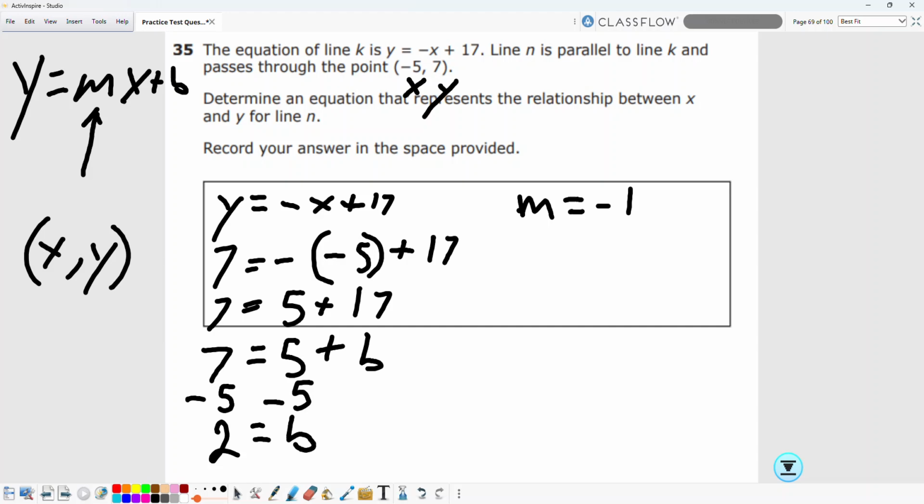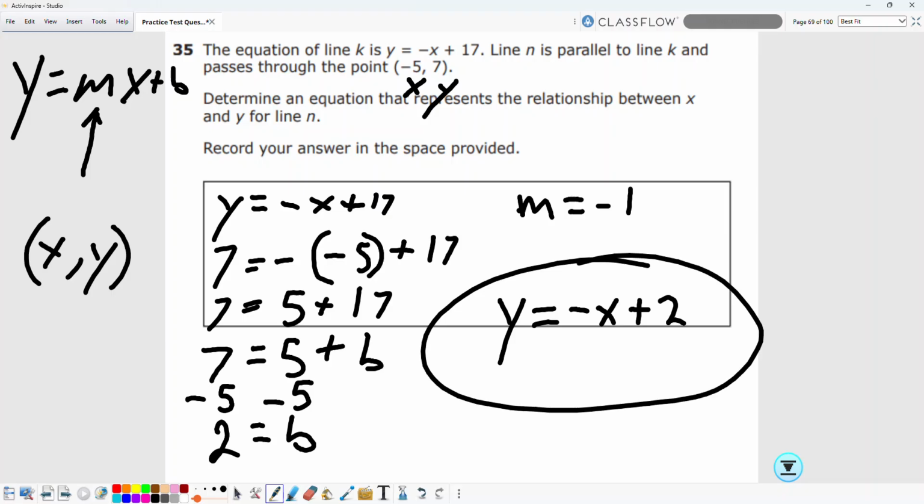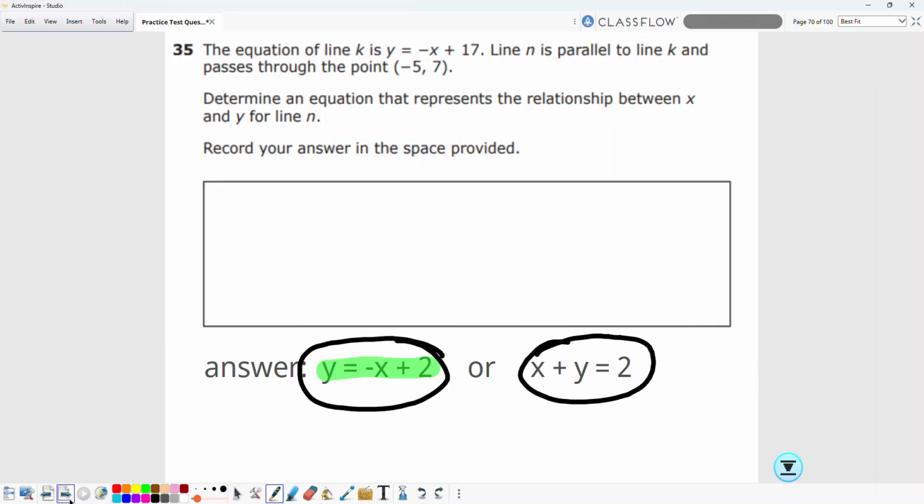Okay. So let's just go back to our y equals mx plus b. Well, the m happens to be -1, and -1x is just negative x. All right, let's see if we can find a y equals -x plus 2. I think this is the right answer. Let's go find out. y equals -x plus 2. And there you have it.